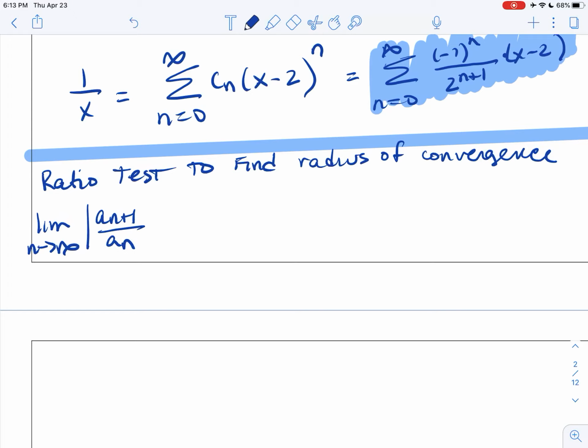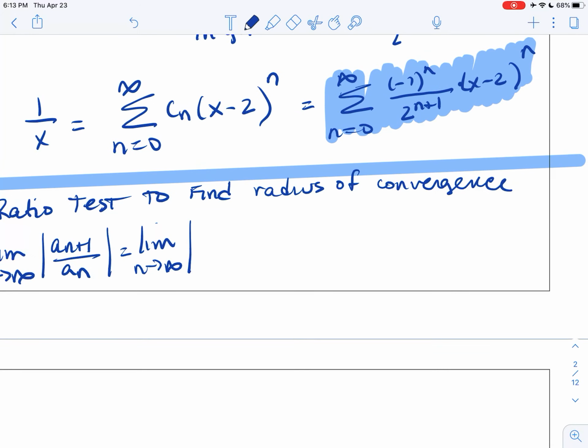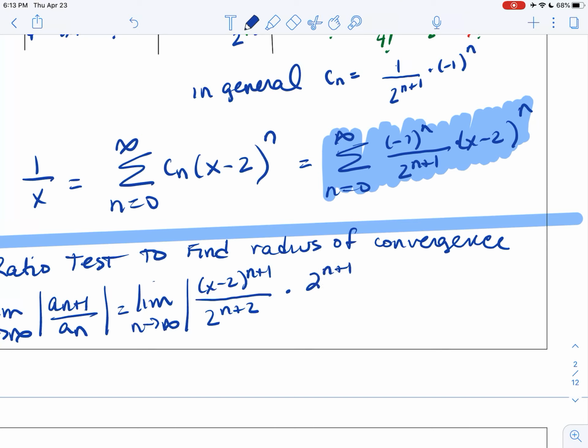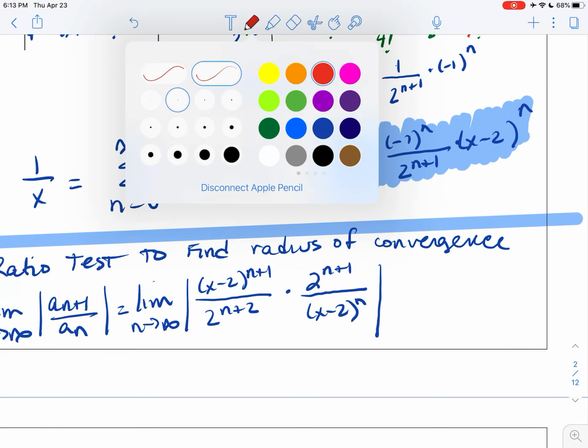limit as n goes to infinity of a sub n plus 1 over a sub n is going to be the limit as n goes to infinity of, and I can remove the minus 1 to the n inside my absolute value, and I'm going to have x minus 2 to the n plus 1 over 2 to the n plus 2, times the reciprocal of that, which would be 2 to the n plus 1, over x minus 2 to the n.